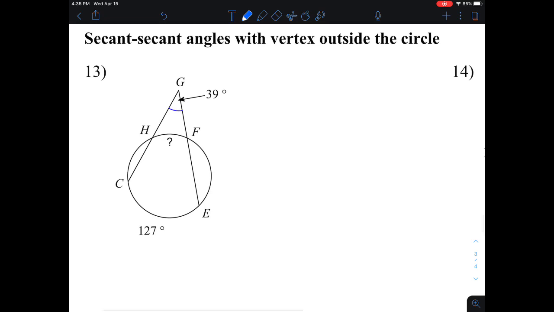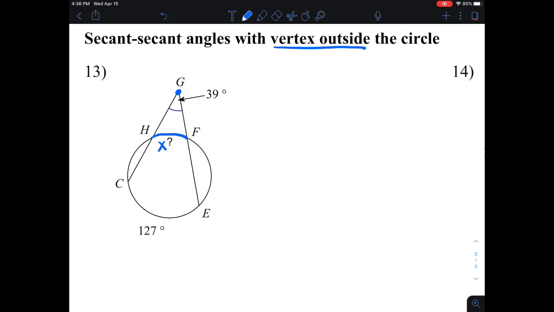All right, so 2 secant lines, and this time our vertex lies on the outside of the circle, and we're actually given the angle here. The angle here is 39 degrees. And we're looking to find the measure, in this case, of the little arc that goes from H to F, and I'm going to call that X.